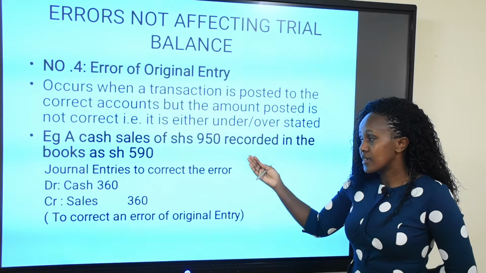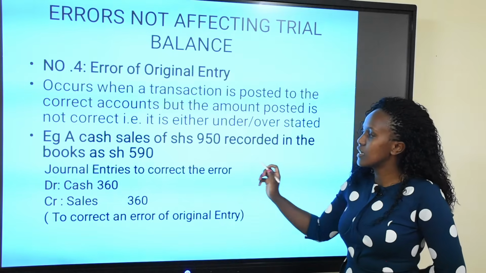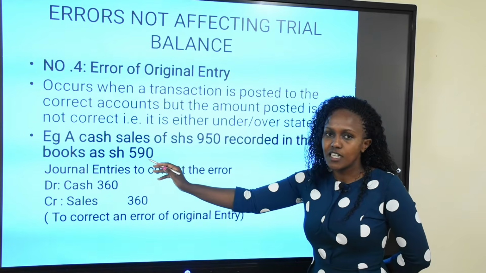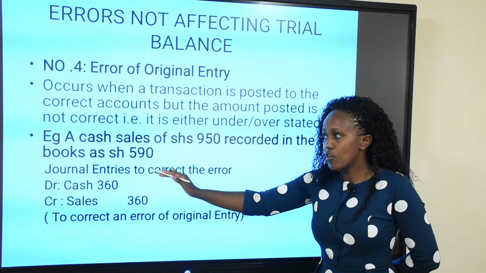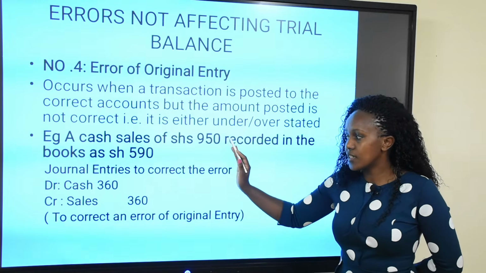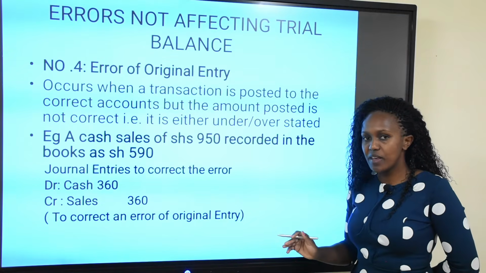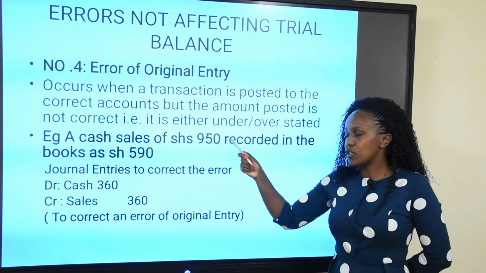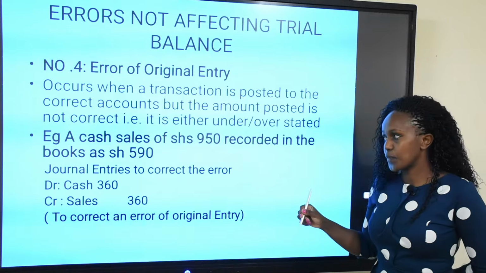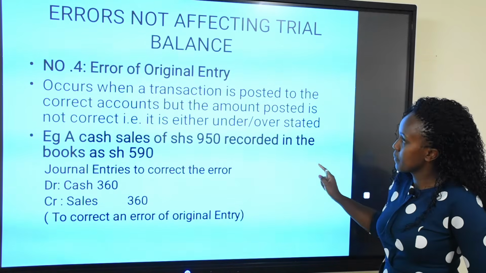So again, just to say what you have said here is that a cash sale of 950 was recorded as 590. It was undercast, therefore, because the two accounts being affected are cash and sales, we are going to increase both the cash and the sales respectively by 360 so that you are able to get the amount of 950. And that is an error of original entry.